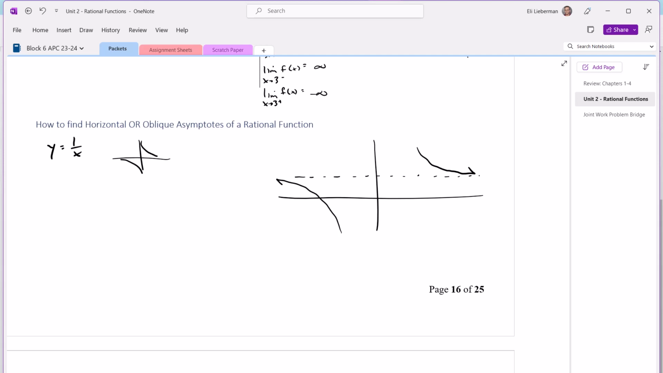So for horizontal asymptotes, you're looking for limits as x goes to positive or negative infinity. For oblique asymptotes, have you heard of oblique asymptotes before? You're saying, what is that? The word oblique, could you show me what that means? Can you show me a visual?